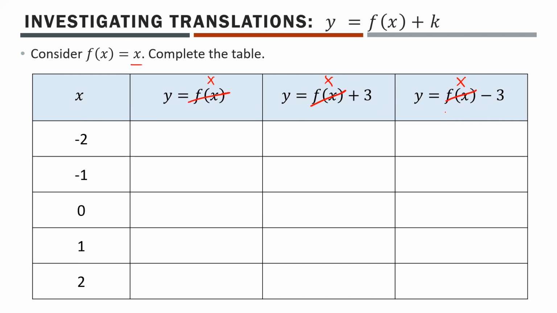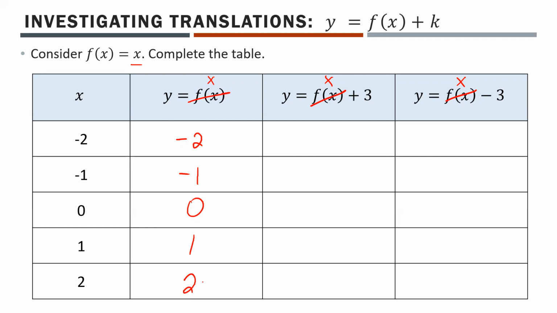Just bear with me. This first column, because y is equal to f of x, we're going to find the value of y here. Well, y is equal to x. X is -2. So clearly that just means y is equal to -2. In this next one, y is equal to x. Well, x is -1. Well, that means this is -1. You're probably seeing the pattern here. X is 0. That means y is 0. X is 1. Y is 1. X is 2. Y is 2.